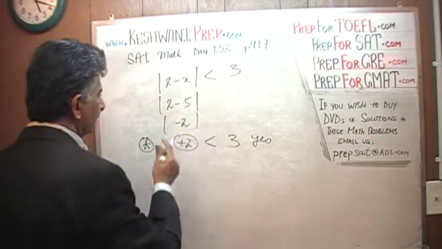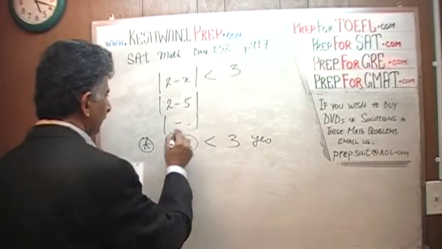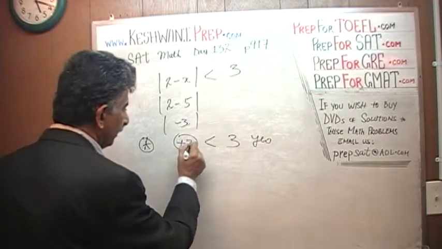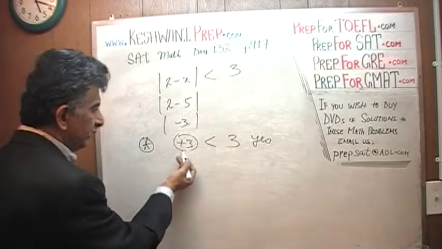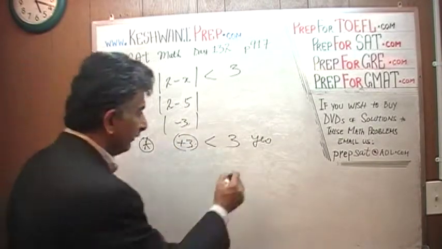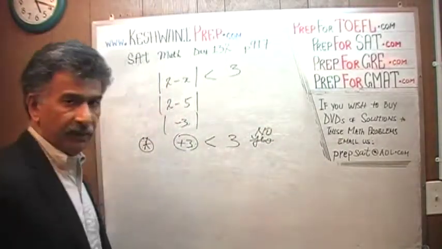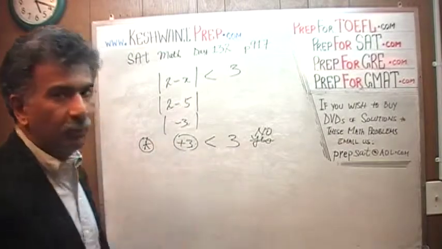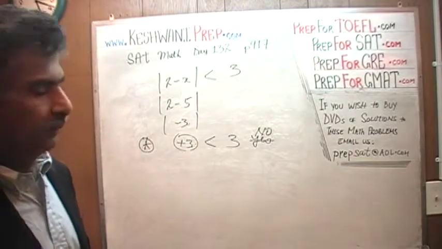Here we get 2 minus 5, which is negative 3. And the absolute value of negative 3 is positive 3. And now the question is, is positive 3 less than positive 3? The answer is no. Positive 3 is not less than positive 3. And similarly, if you plug in an even higher number, they won't work. The only value that works is 4. And that's it, we are done.